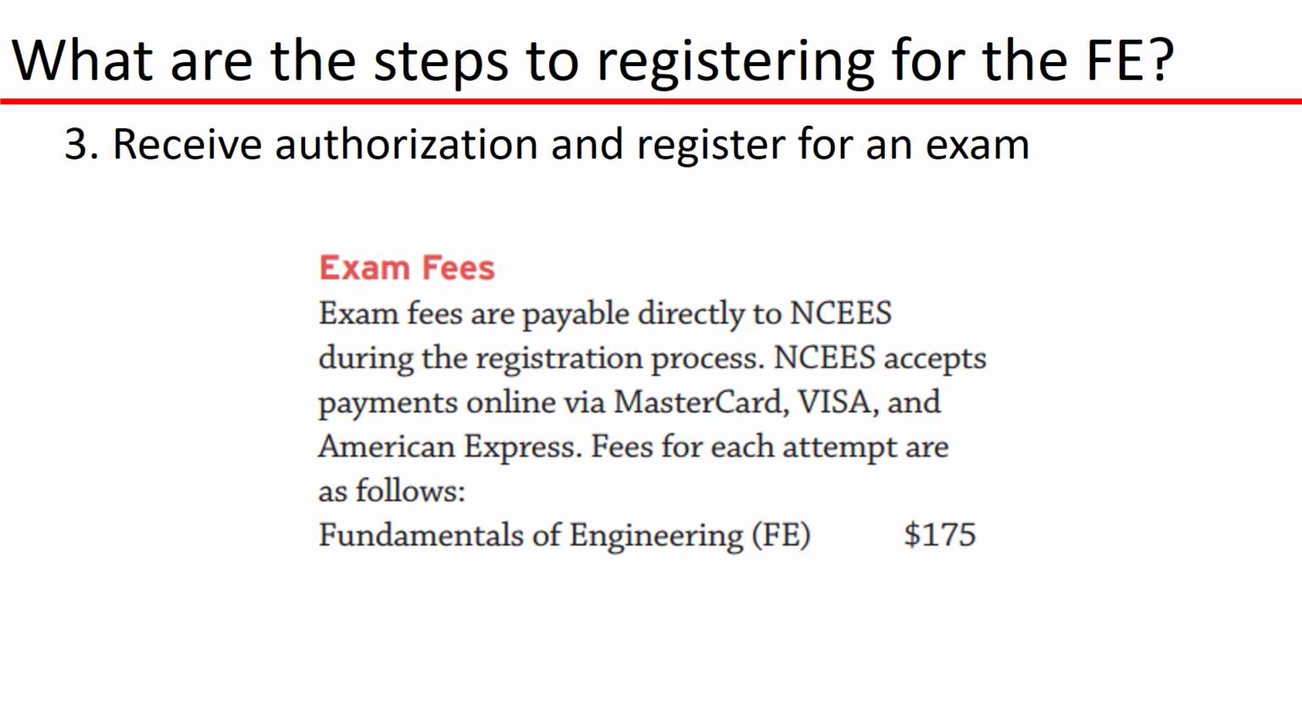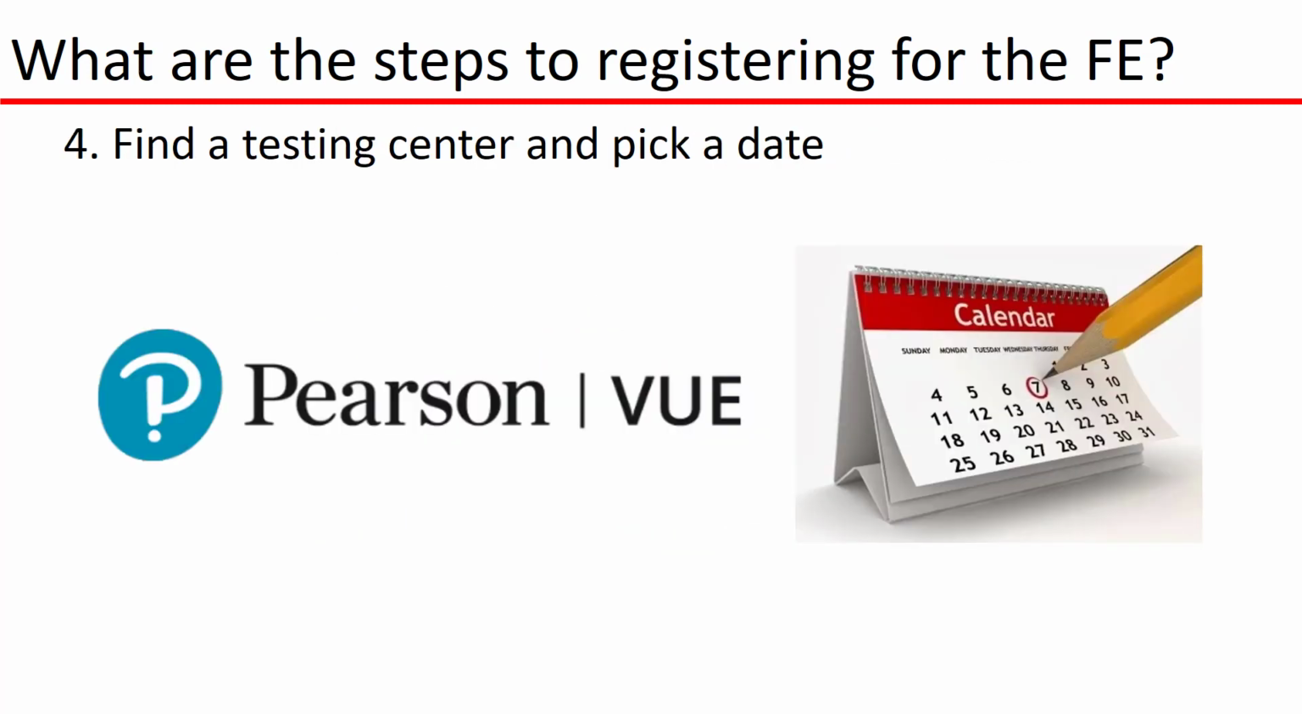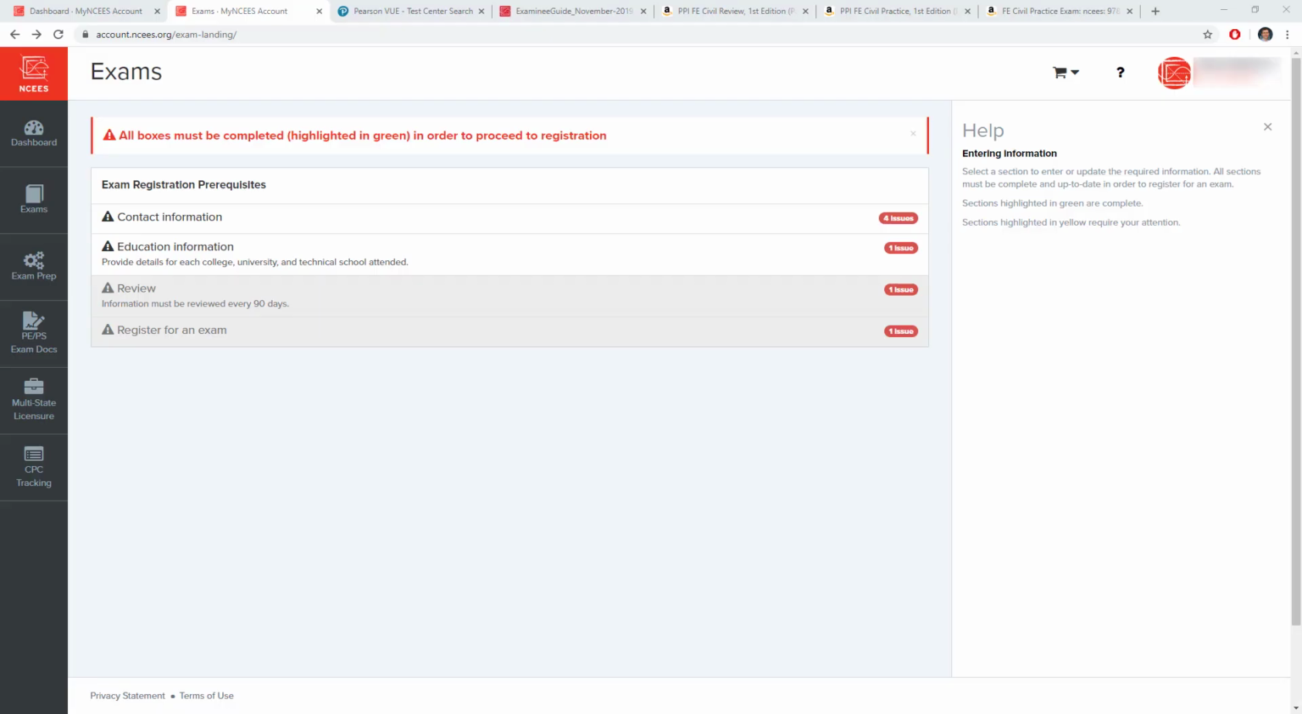Once you do that, you need to pick a date and figure out when and where you're going to take this test. Pearson VUE is the testing center. You're going to pick a Pearson VUE testing center that's close to you. Pick a date. Once you sign up, they will send you a confirmation letter that says you are good to go. Okay, so that's the basics of signing up for the exam.